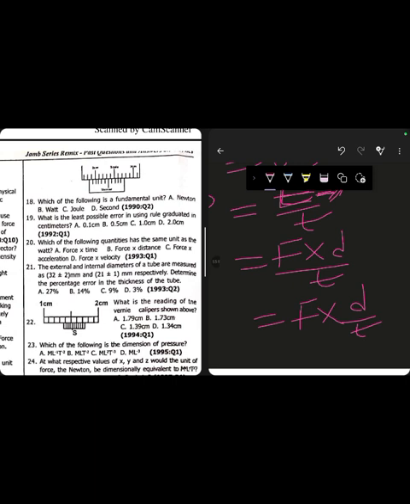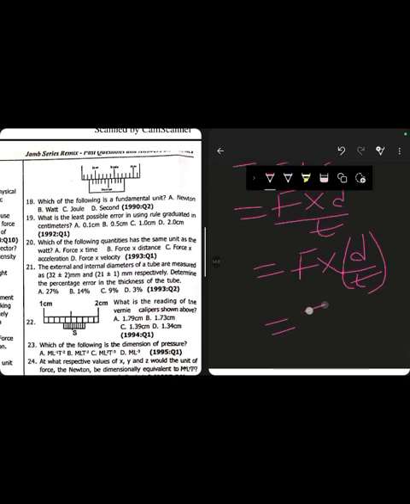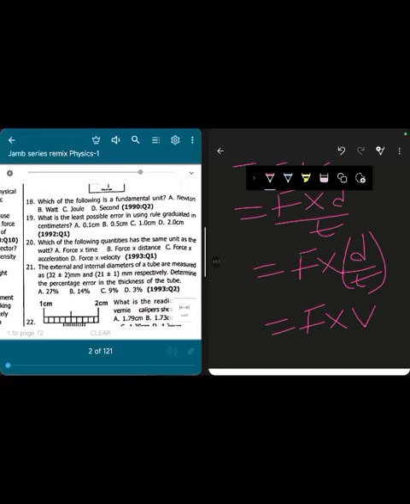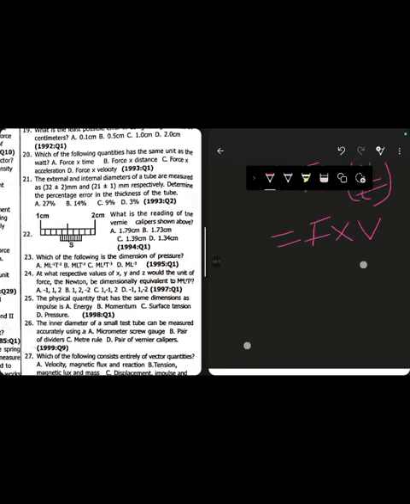So by doing this for question 20, distance over time can be taken as speed, which is the same thing as velocity, only that speed has no direction. So I can say force times velocity, which is option D. Alright. So like I said, we'll not be taking all the questions. We'll just take relevant ones.